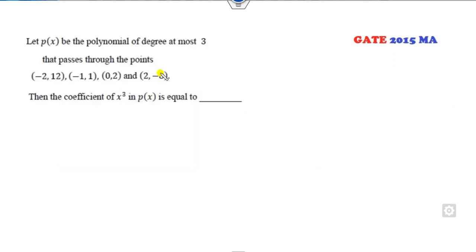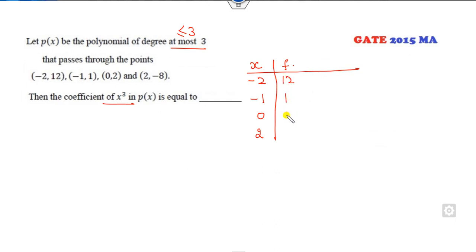Okay, look at this another one. Find, p of x is a polynomial of degree at most 3. So the coefficient of x cube. So write the polynomial. Write the divided difference table quickly. Minus 2, minus 1, 0, 2. This is my 12, this is my 1, this is my 2, this is my 8.